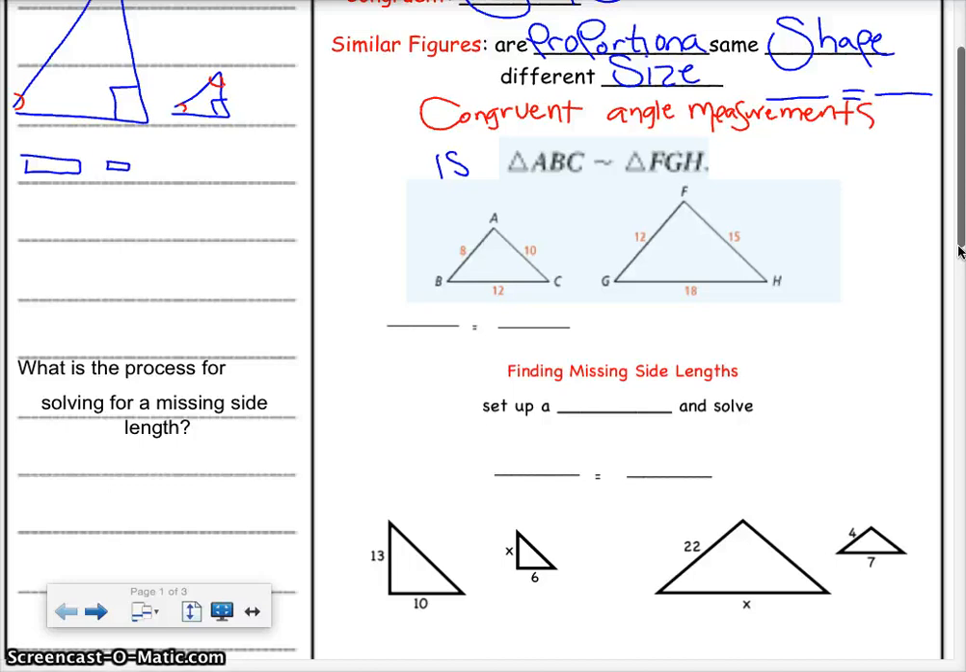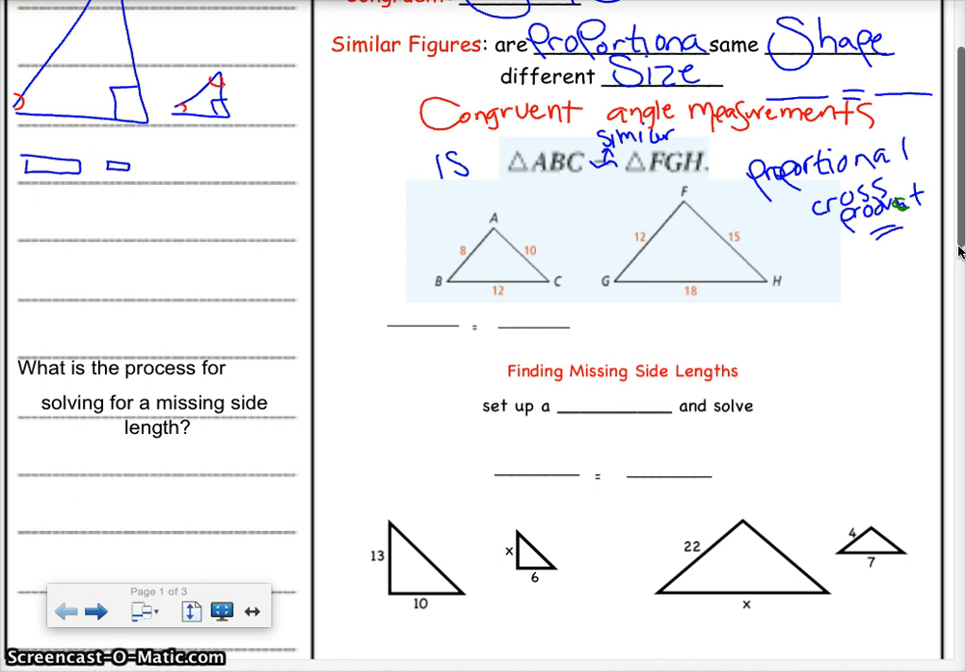Because you have like 4 of them in the beginning of your assignment today, where I give you 2 triangles and I say, are they similar? If they're similar, this little squiggly line right here means similar. If they're similar, it means they're proportional. If they are proportional, it means their cross products are equal.